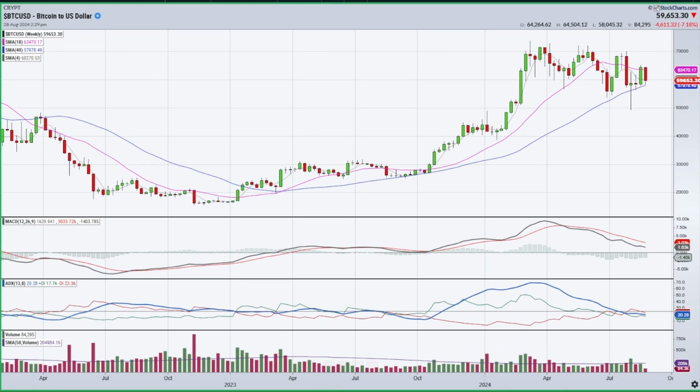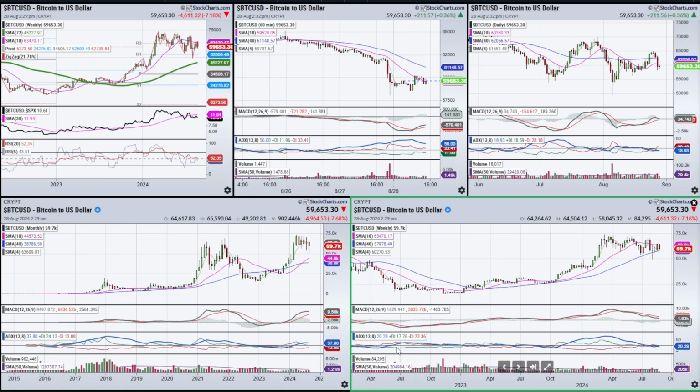Now look at the weekly chart. Look at how this has formed this little corrective pattern and letting the moving averages come together. MACD is working its way back to the zero line, while the ADX is getting lower and lower each week. This is a really healthy correction. This is likely prepping for a new move.